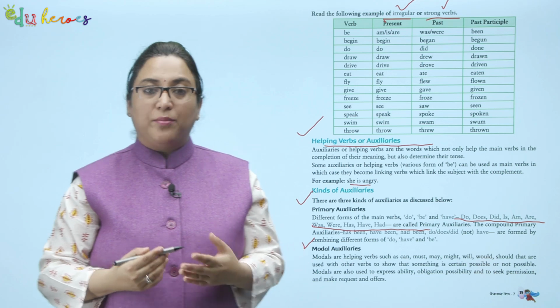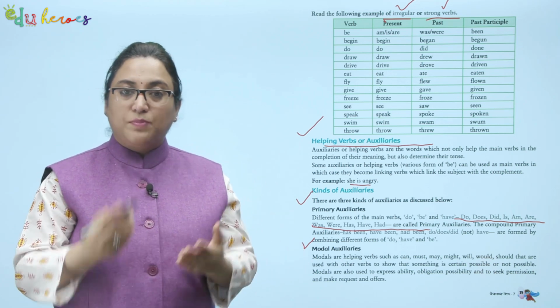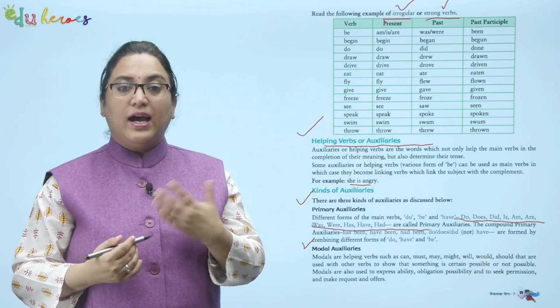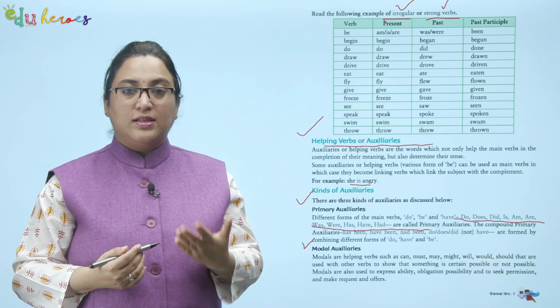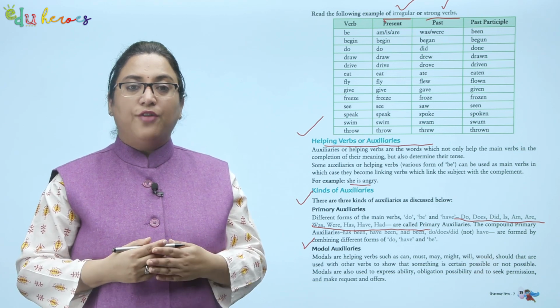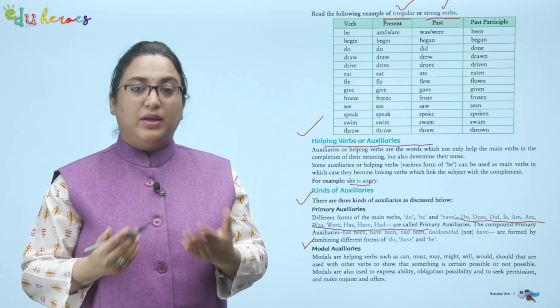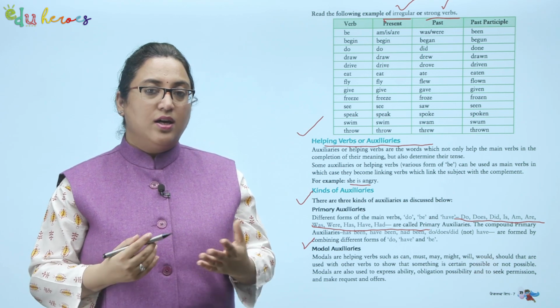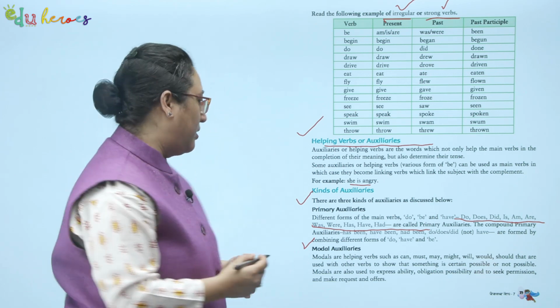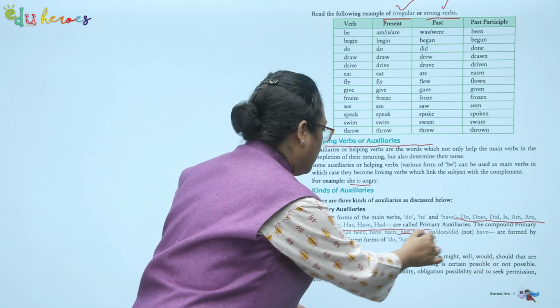The compound primary auxiliaries has been, have been, had been, do not, does not, did not, have not are formed by combining different forms of do, have and be. So based on the primary ones, we join and make compound ones also.